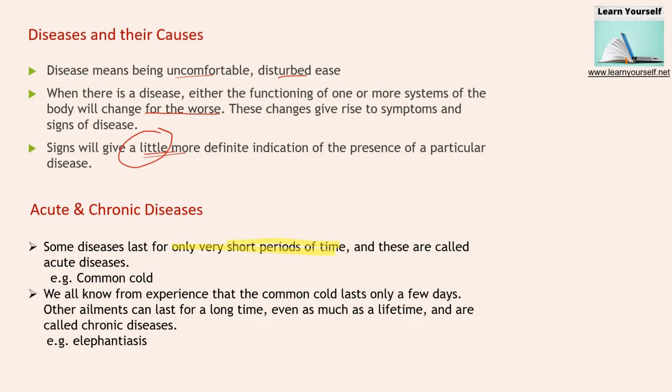Other ailments can last for a long time, even as much as a lifetime, for example tuberculosis or cancer. And they are categorized as chronic disease. For example, elephantiasis. We are going to learn more about elephantiasis, but here we can give the example of tuberculosis or cancer, which will last for a long time or sometimes lifelong, and the disease effect will be there on our body. So based on how long they persist in our body, we have categorized them into two types of disease, acute and chronic disease.